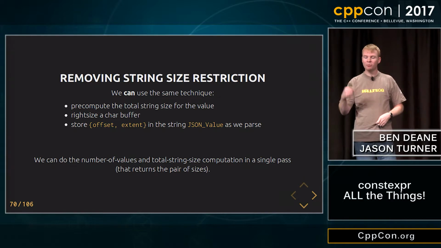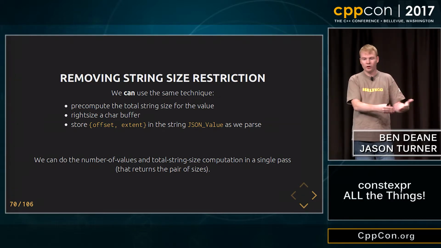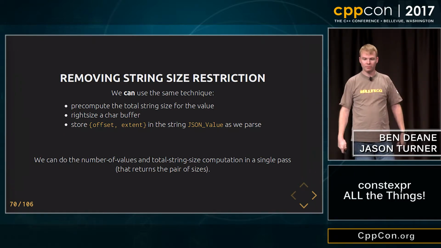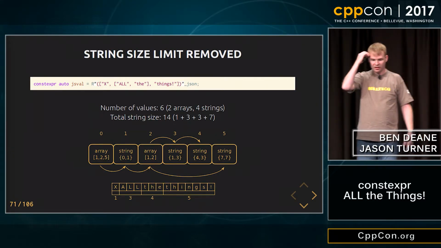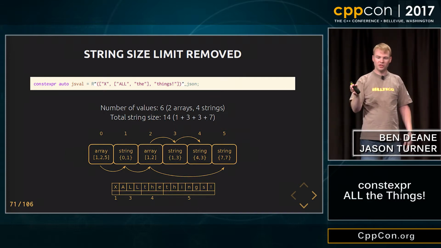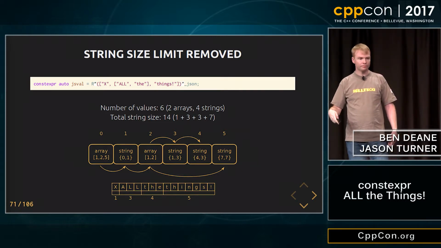And we can wrap up the number of values parser and the total string size parser. They can work at the same time because they're producing independent results from the same pass of the input. We just return the pair of sizes. And so that's what this looks like. If we have a JSON object with strings in it, and we've right-sized the value buffer and the string buffer, then our parse ends up looking like this in terms of memory layout. We've got our values again. For the string ones, you'll see that the strings contain effectively string views into the character buffer.